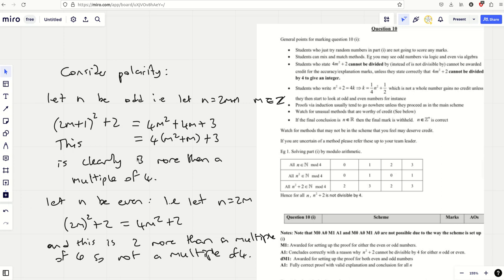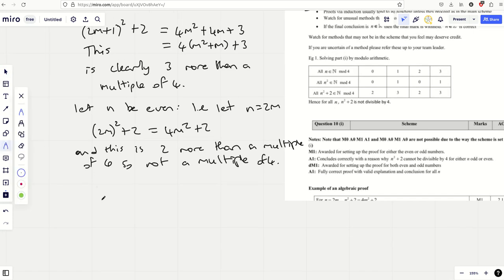Hence, as all numbers are either odd or even, it follows that it can't be a multiple of 4.